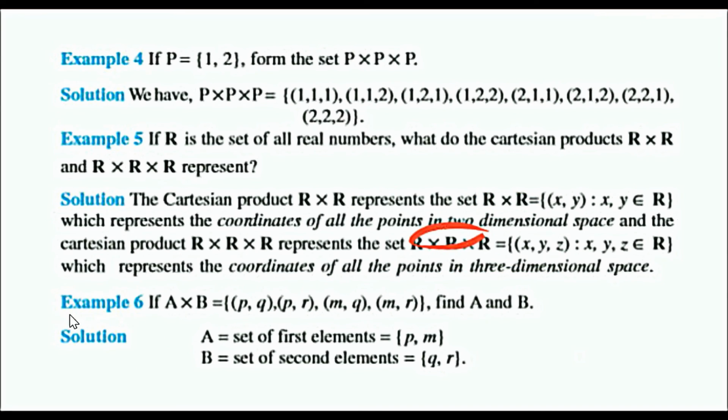Now example 6: A cross B is P comma Q, P comma R, M comma Q, M comma R. You have to find A and B. You are aware that the first element has to belong to A. So what are the first elements? P, M and P. So just write P comma M, because we are not repeating P; you can just write it once. The other element has to belong to the second set. What will it be? Q, R, Q, R. So just write Q, R. This is the result.